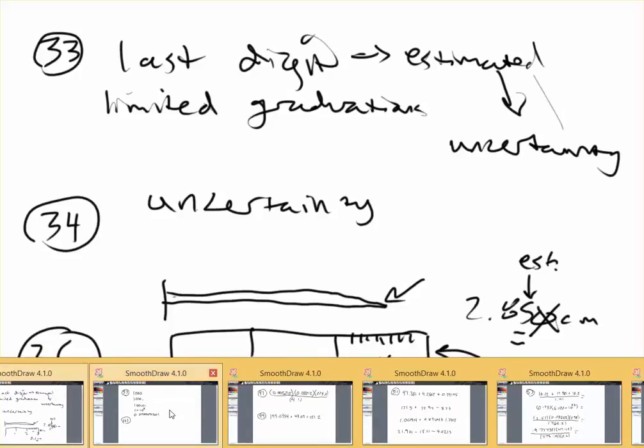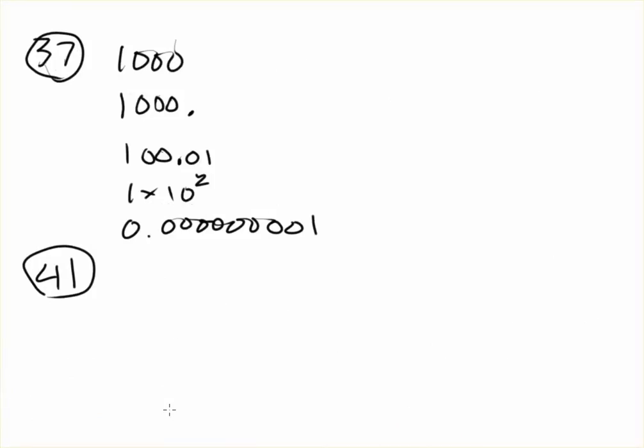Question number 37. You were asked to count sig figs. Trailing zeros only count if there's a decimal. This has 1. Trailing zeros count if there is a decimal. That would be 4. These are captive zeros. That's 5. This is just 1. You don't count that. Leading zeros never count. That's just 1.